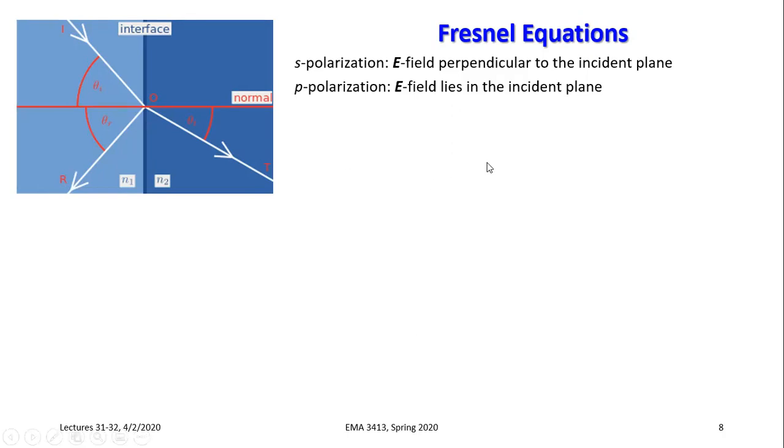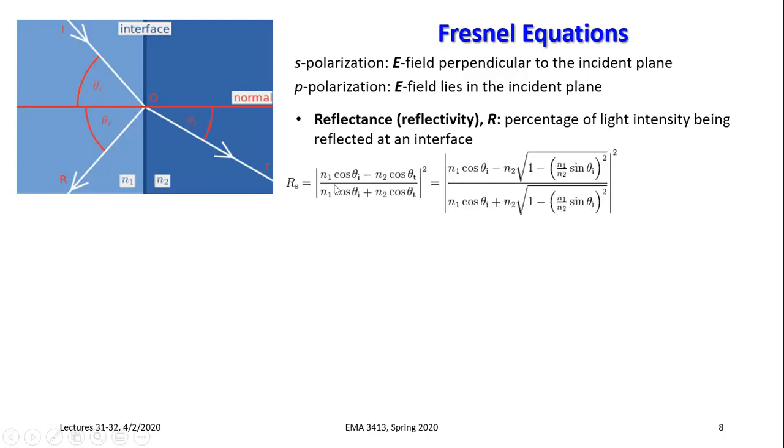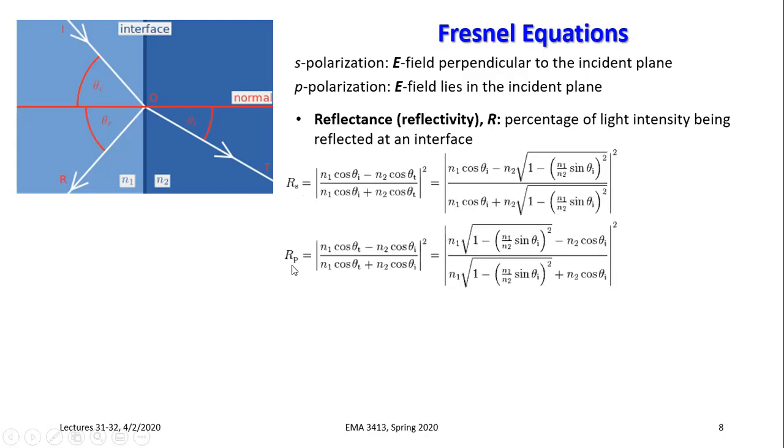So these are the two different polarizations, and actually the percentage of light reflected back or the percentage of light going through this interface does depend on whether you have S or P polarization. So we call this reflectance. This is the percentage of light intensity, basically power of light, being reflected at this interface. And for the S wave and for the P wave, we have these two equations. These are so-called Fresnel equations.